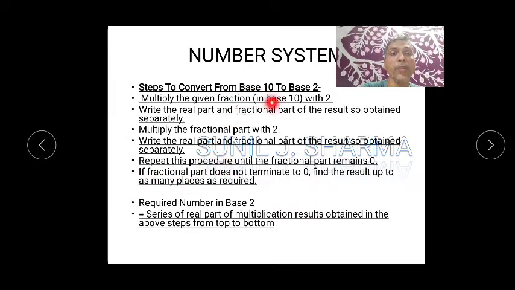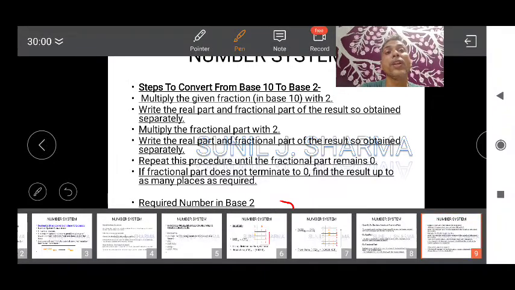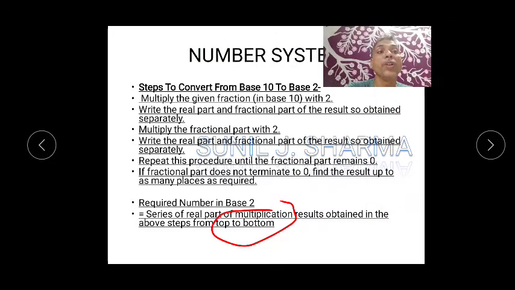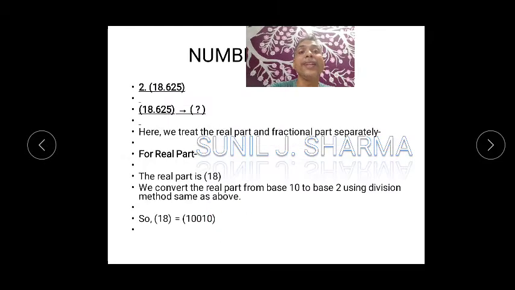Now, don't worry about this. When we see the examples, you don't have to write all the steps, just keep it in mind. I've written this: the required number from base 10 to base 2 is equal to the series of real part multiplication results obtained in the above steps from top to bottom. This is also very important. Whenever you go with the fractional part, you have to move from top to bottom. When we are going with the real part, we are moving from bottom to top. It's a reverse way. Whenever you move in the fractional part, you have to move from top to bottom. Okay, so let's go with the next slide with some examples.